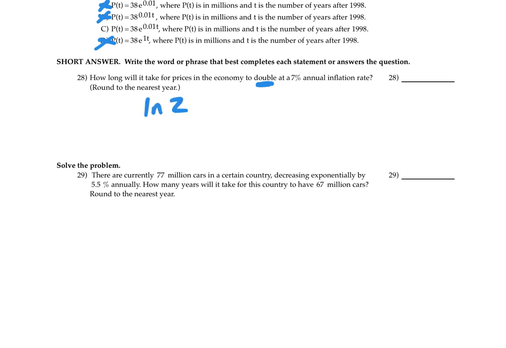There are two ways you can do this. I can take ln of 2, because it's doubling, divided by k equals t. Or I could divide by t to get k. So if I know how many years I want it to double, I could find out what the rate would be. And that's what I would use here.